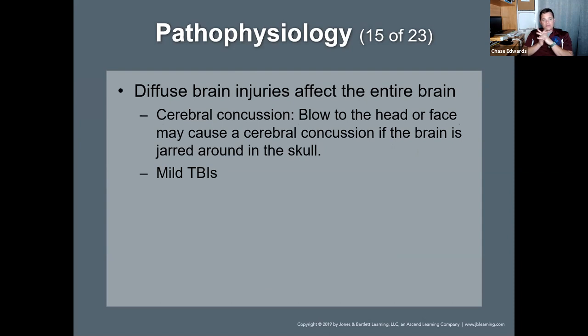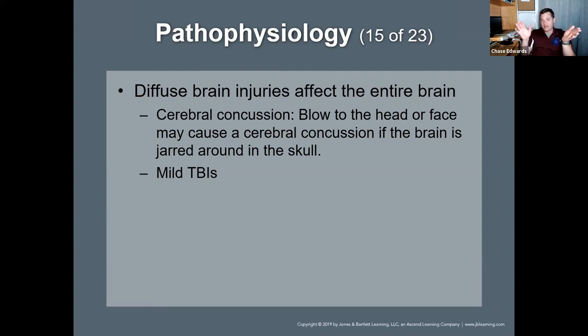All right, so diffuse brain injuries. A diffuse brain injury is an injury that affects the entire brain. A cerebral concussion is a blow to the head or face that may cause a concussion of the brain if the brain is jarred around in the skull. It's usually caused by rapid acceleration or deceleration forces. Remember what we called that? The coup countercoup. Okay.